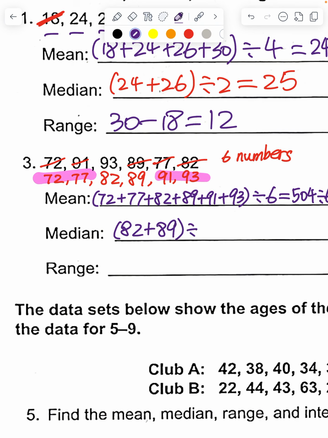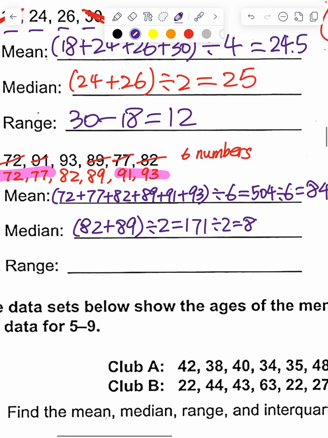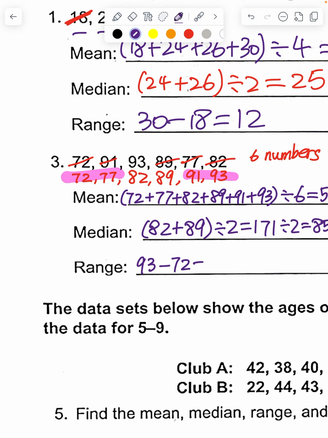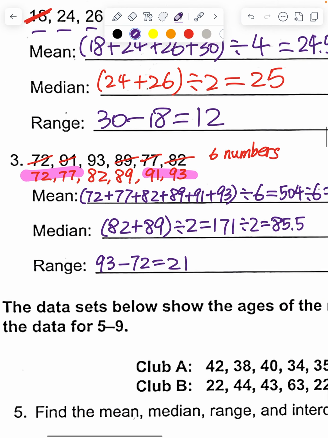So 82 plus 89 is equal to 171. 171 divided by 2 is equal to 85.5. So the median is 85.5. The range: the biggest number minus the smallest number. So 93 minus 72 is 21. So the range is 21.